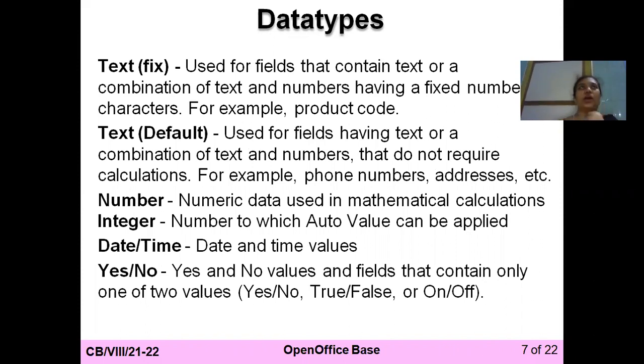जैसा आपने बोला कि हमारा रोल नंबर जो होता है वो always number में ही आएगा. So that numeric data is used in the mathematical calculation. Integer, number to which auto value can be applied. जहाँ जो भी आप लिखोगे उसको as a number count करेगा. Integer and number both look like the same.